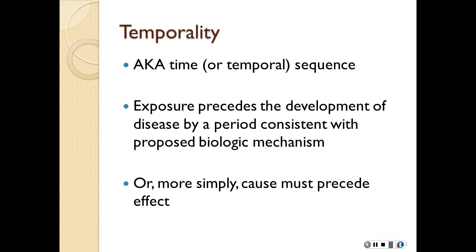It precedes the outcome by enough time, a reasonable amount of time, that the disease could really manifest. So I can't say I smoke one cigarette today and I develop lung cancer tomorrow, so that cigarette caused the lung cancer, right? It has to be a sufficient amount of time between the exposure and the outcome, depending on what the exposure is. But you have to be able to demonstrate that your exposure preceded the outcome.